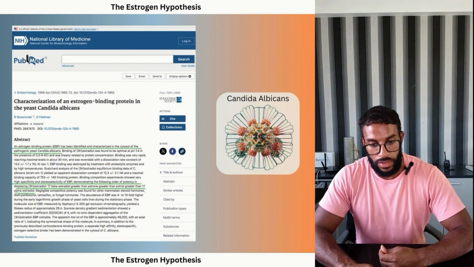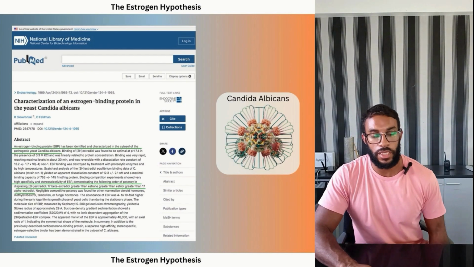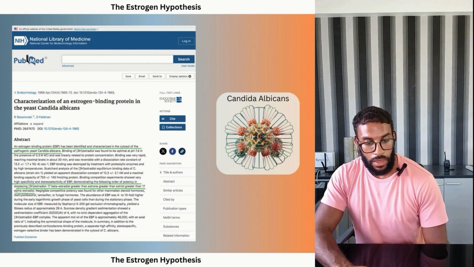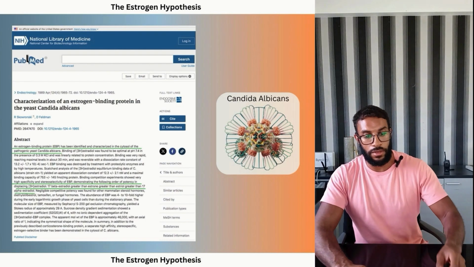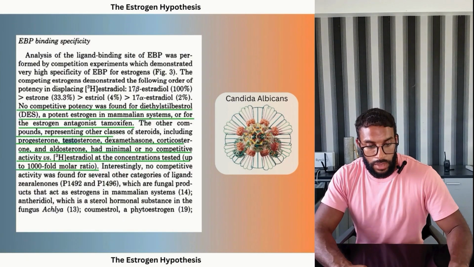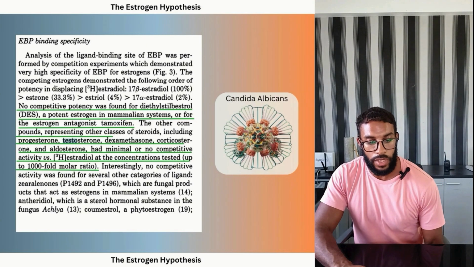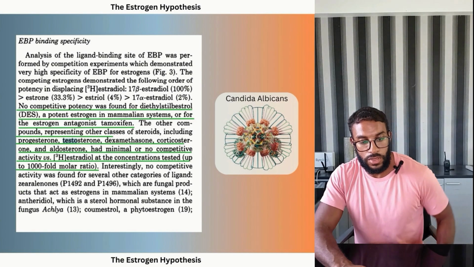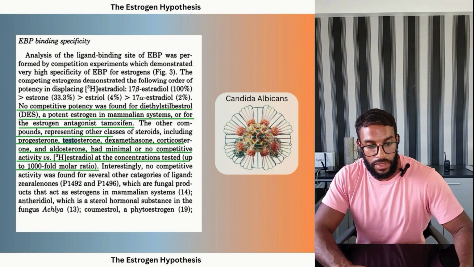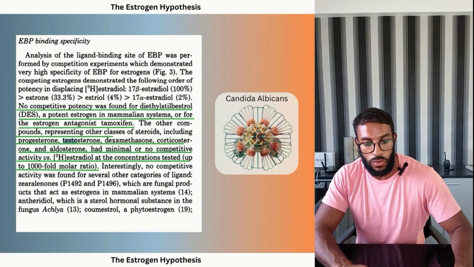We could go a little bit further into this study. Just wanted to highlight a little bit more things that are important. For future commentary, criticism and commentary is welcome. They say no competitive potency was found for diethylstilbestrol, DES, a potent estrogen in mammalian systems, or for the estrogen antagonist tamoxifen. The other compounds representing these classes of steroids, including progesterone, testosterone, dexamethasone, corticosterone, and aldosterone, had minimal or no competitive activity versus estradiol at the concentration tested, up to 1,000-fold molar ratio.